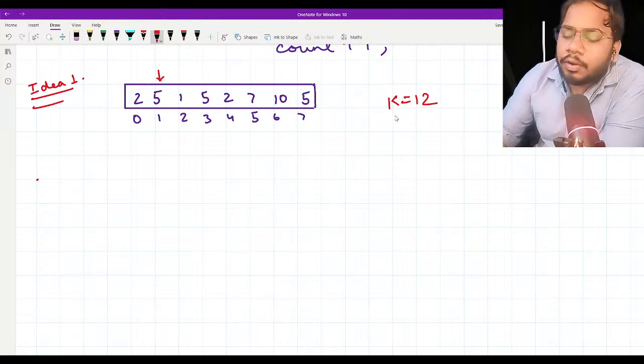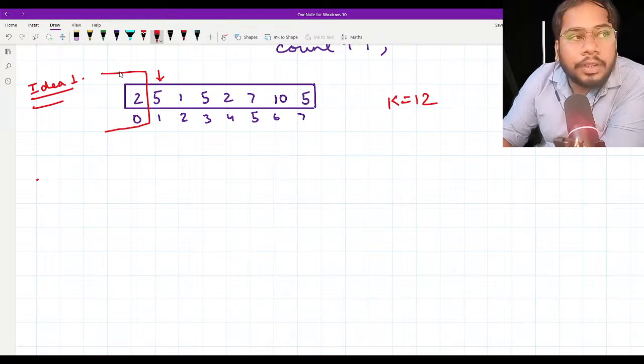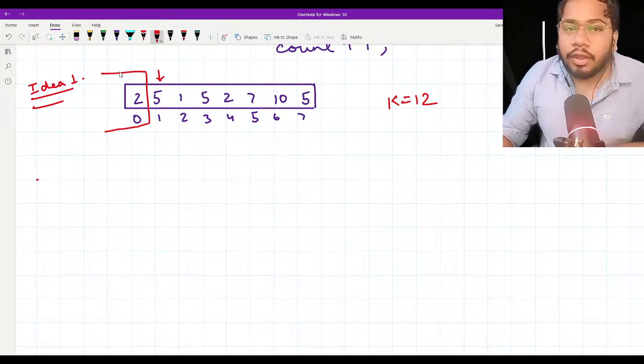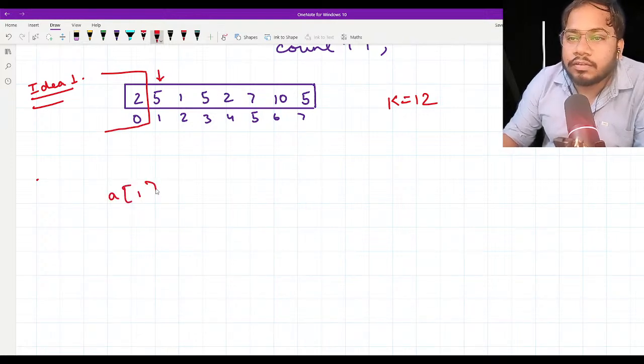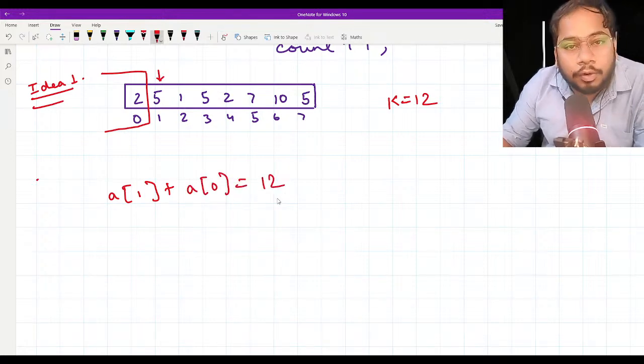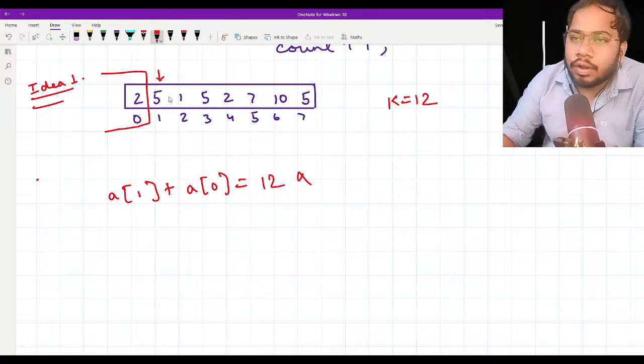For 5, we will check in the previous values whether we have any such number. Suppose this is a of 1, have we got a of 0 that will sum up to 12? Here, no. So let's go ahead and do the same thing again.